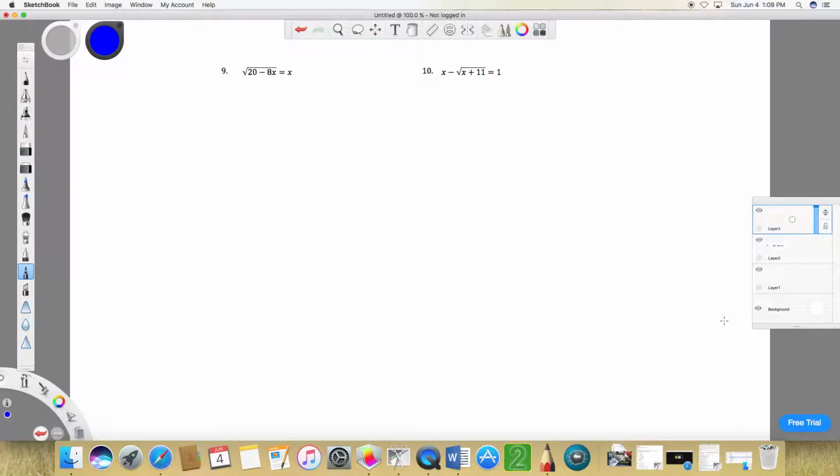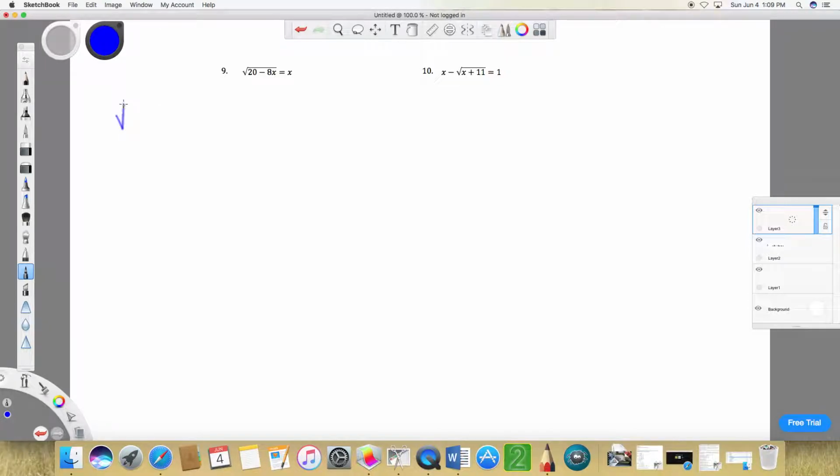Let's take a look at the solution of these two equations. These are radical equations. On number 9, on the left-hand side, the radical's already by itself. But in number 10, I'm going to have to get that radical by itself before I square each side. But let's jump in and start with number 9.